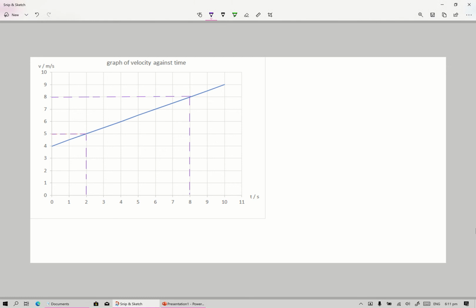Here I'm going to show you how to calculate the displacement using a velocity-time graph. Over here I already marked out the motion of the object from 2 seconds to 8 seconds. So in this case, displacement between 2 seconds and 8 seconds equals the area under the VT graph.